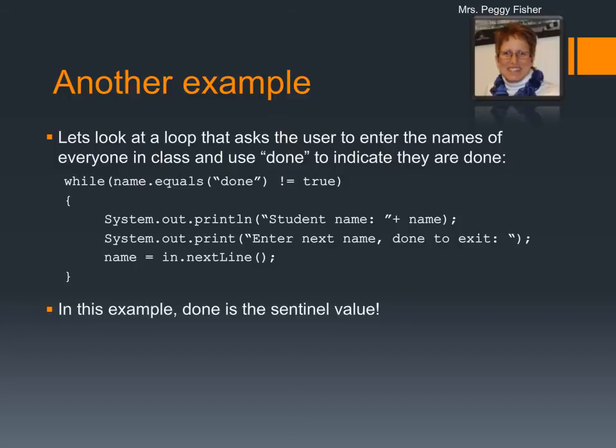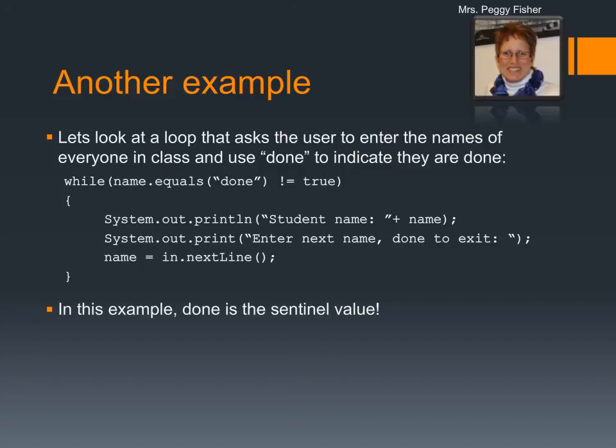So in our example, we have while name dot equals double quotes done double quotes not equal to true. What we're saying is that as long as the name variable is not equal to the word done, I'm going to go ahead and execute my loop. My loop says student name plus name, and then it says enter the next name or done to exit. We read in the next string from the user into the variable called name. It comes back up to the while statement and it checks again to see if what they entered is a name or the word done. In this example, done is the Sentinel value.